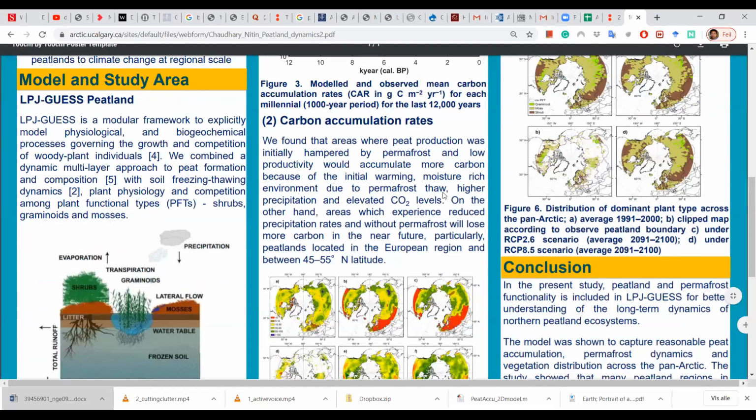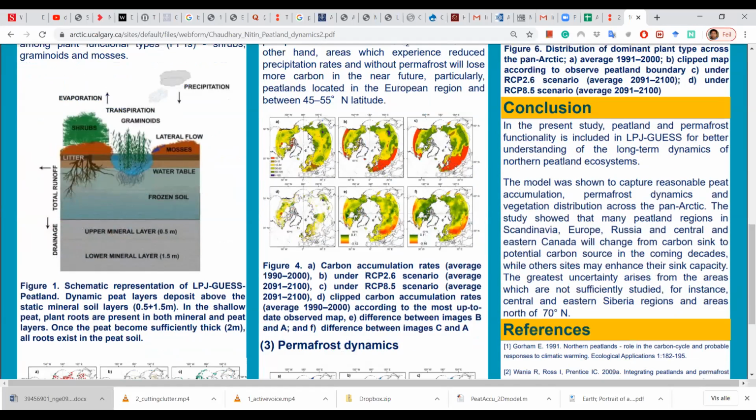So here you can see the spatially distributed carbon accumulation rate across the Pan-Arctic. This first figure is for the year 2000. We see that the carbon accumulation is around 20 to 60 gram carbon across the Pan-Arctic, which is quite reasonable.